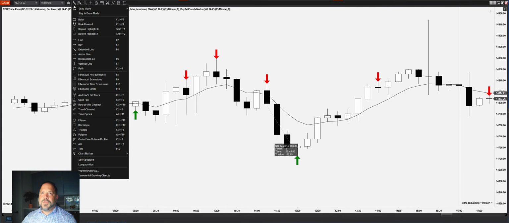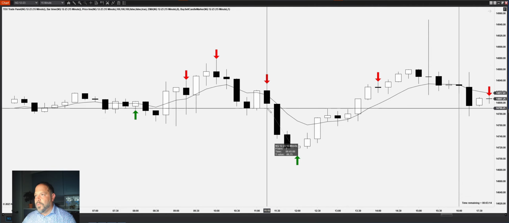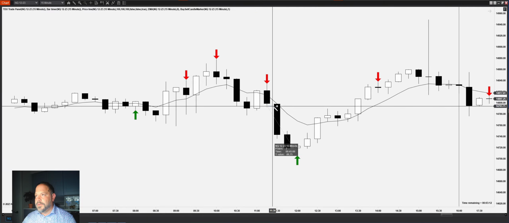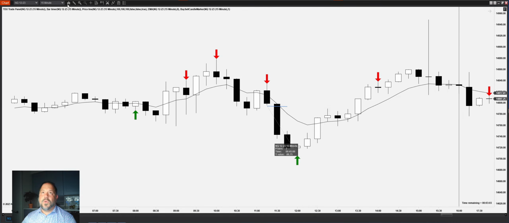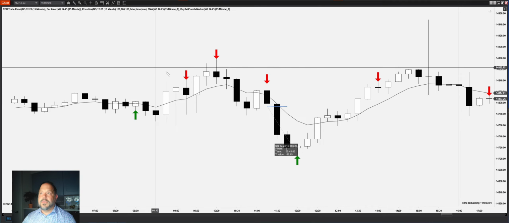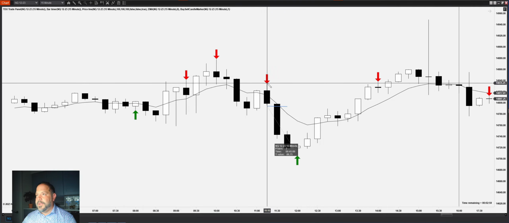Where is our entry? One tick below, bottom of that, which gets us into this trade. Where's our stop loss? At the top of this candle right here.